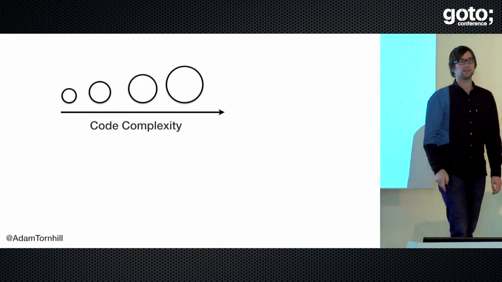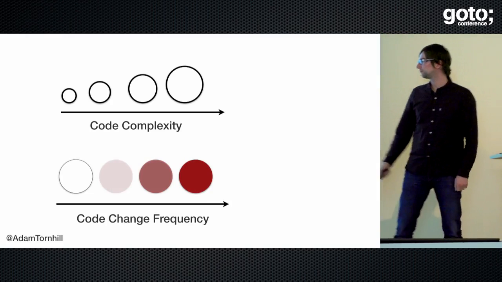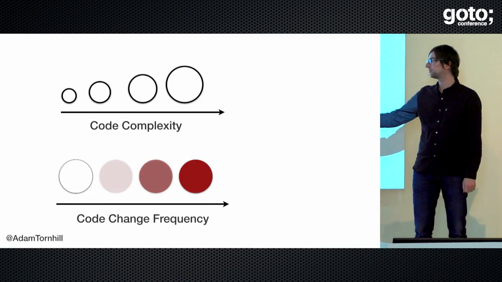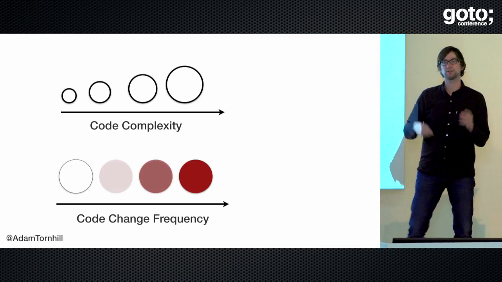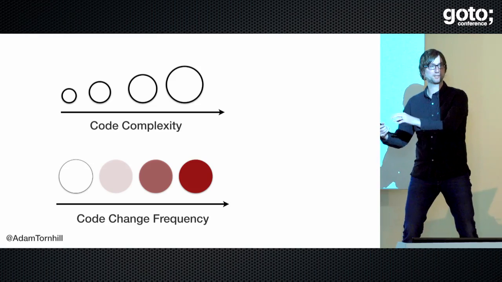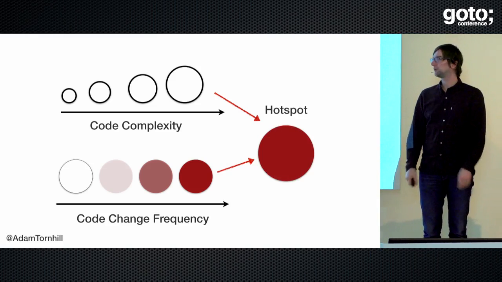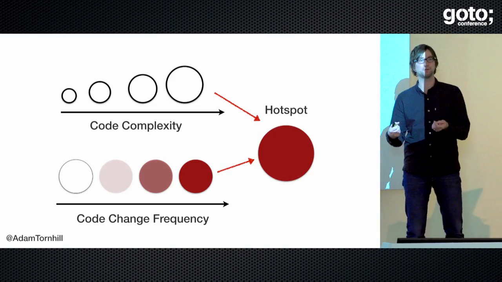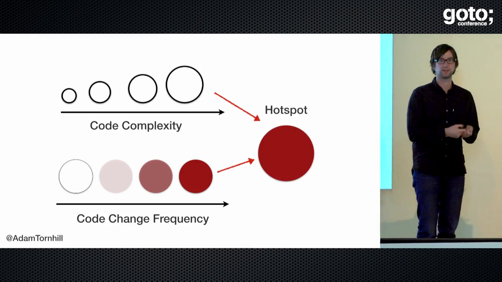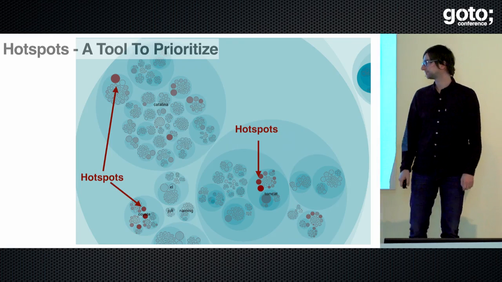The interesting part of the data is, what's the interest rate? So what we're going to do is pull out some data from a version control system and look at the change frequency of that code. So how often do we actually need to work in that part of the code? And when we combine those two dimensions, we're able to identify complicated code that we have to work with often, and that's our hotspots. So let's return to Tomcat.